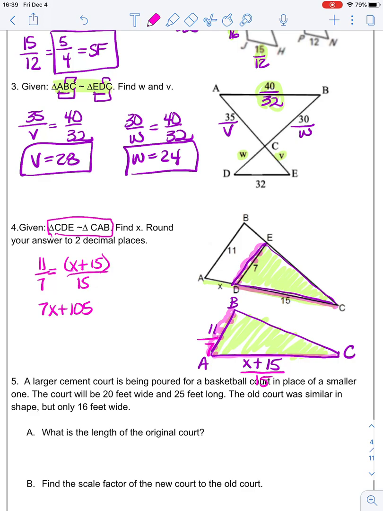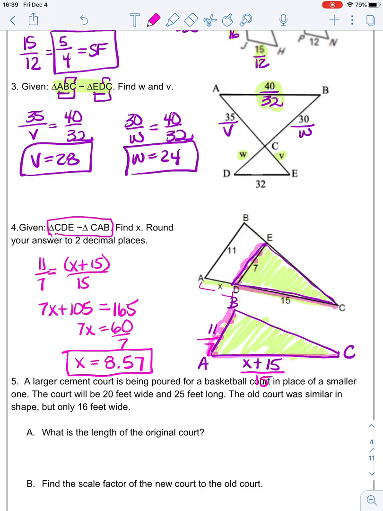So I have 15 times 7. So I get 7x plus 105 when I cross multiply, which equals 11 times 15, which is 165. So subtract 165 minus 105, you get 7x is equal to 60. And 60 divided by 7 is 8.5714, and it says to round your answer to 2 decimal places. So x is equal to 8.57. So you want to be careful with that.